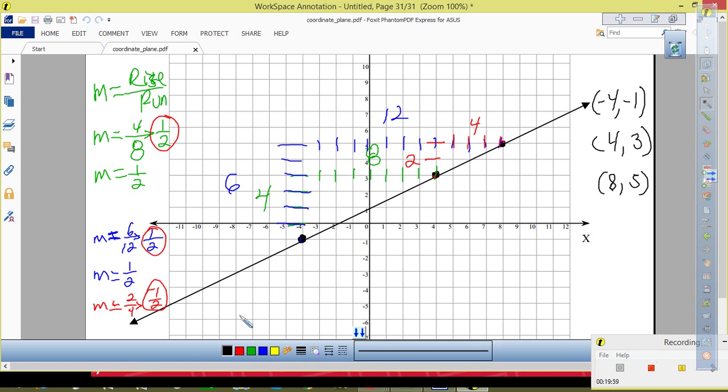Let's find out. I'm going to start at this point. 1 up, 2 to the right. Is it still on the line? Yes. 1 up, 2 to the right. Is it still on the line? Yes. 1 up, 2 to the right. Is it still on the line? Yes. And that is our constant rate of change to make that line.